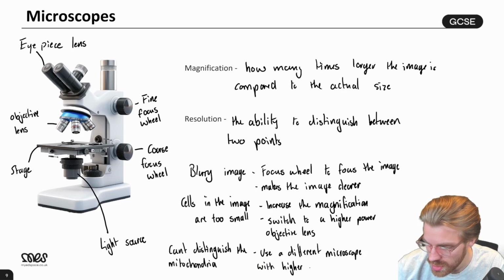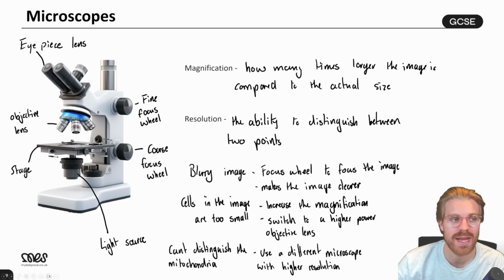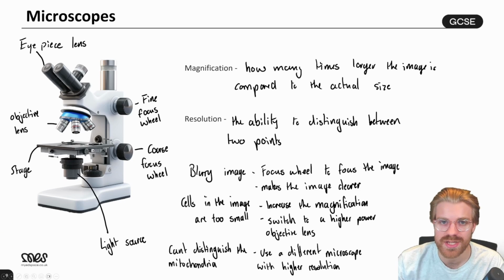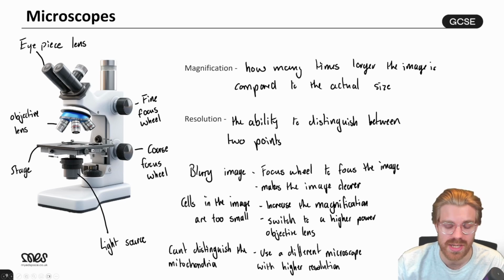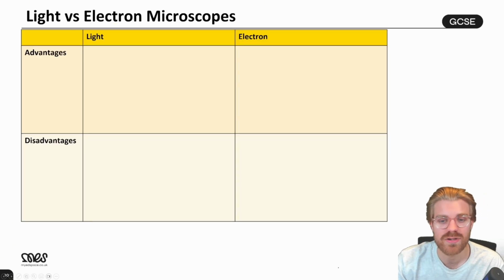Now, to use a microscope with a higher resolution, we would need to perhaps switch to an electron microscope, which uses a beam of electrons instead of visible light to be able to produce an image. Now, there are some advantages and disadvantages of light and electron microscopes.